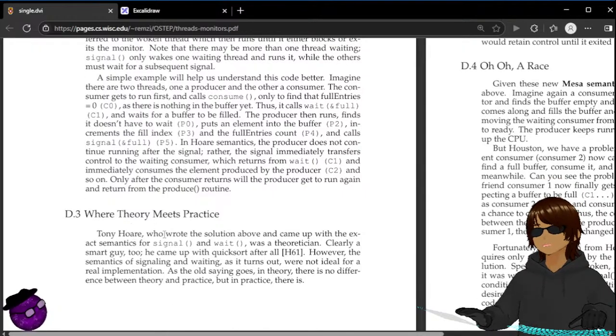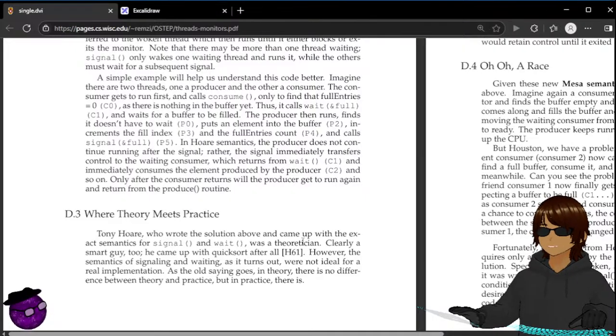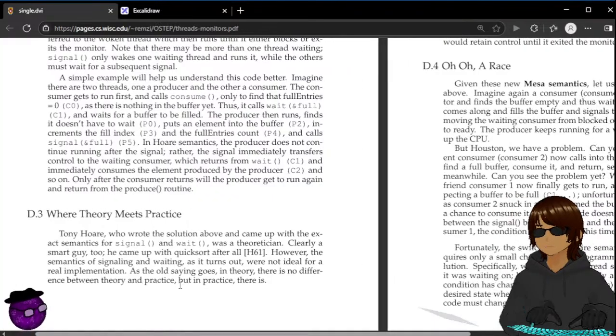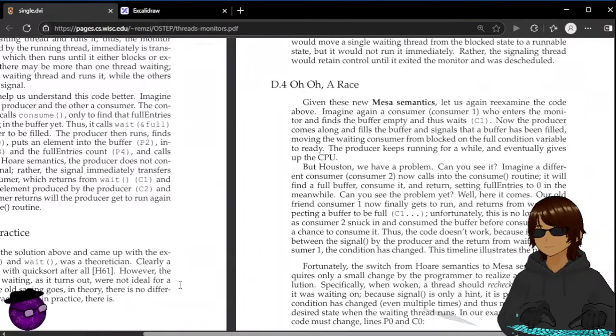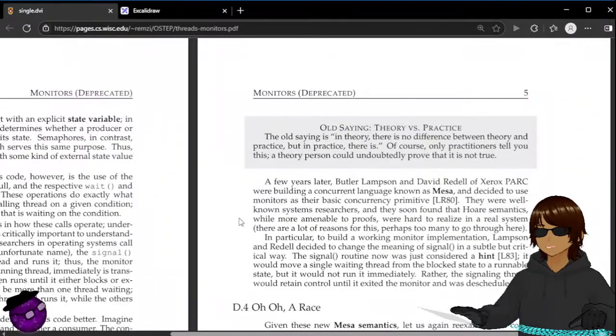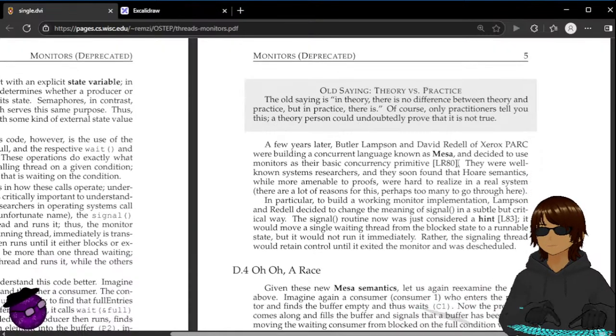Hoare, who wrote the solution above and came up with the exact semantics for signal and wait, was a theoretician. Clearly a smart guy too, he came up with quicksort after all. However, the semantics of signaling and waiting, as it turns out, were not ideal for real implementation. As the old saying goes, in theory, there is no difference between theory and practice, but in practice, there is. Of course, only practitioners tell you this. A theory person could undoubtedly prove that it is not true.